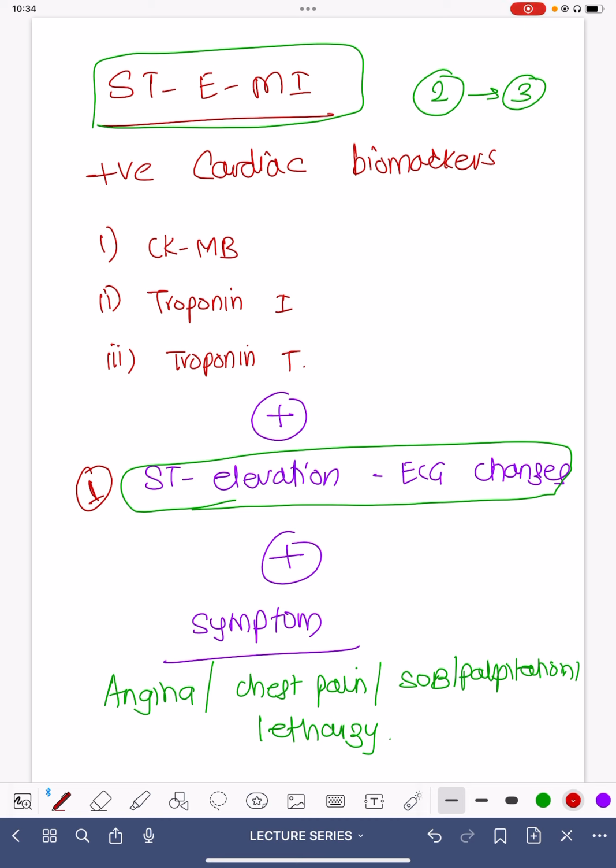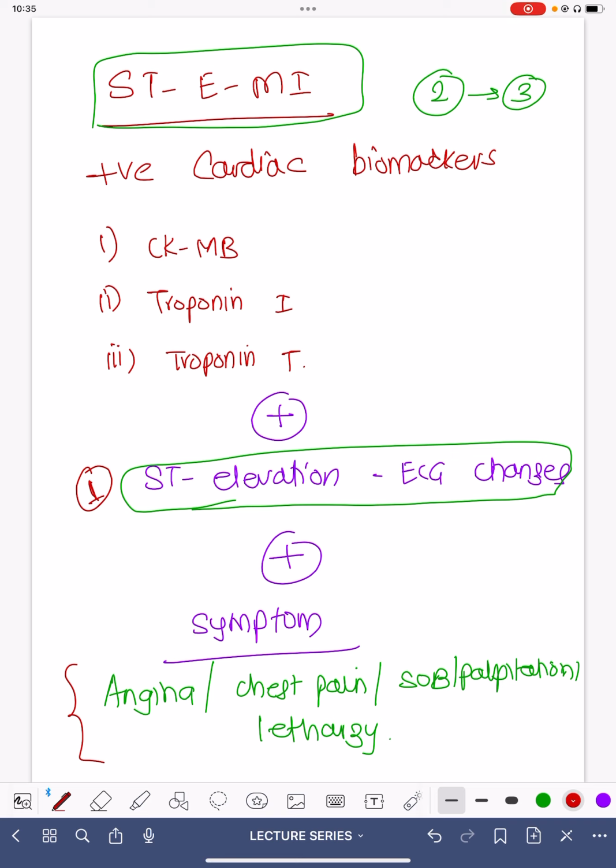And for the other two criteria, either the patient must have some symptoms or the patient must have positive cardiac biomarkers. Now, what are the symptoms? As this patient has come to the hospital, there must be some reason. Otherwise, why would the patient come to the hospital by himself? So there must be something like chest pain or palpitations or weakness or shortness of breath, whatever the symptom is. There must be some symptoms.